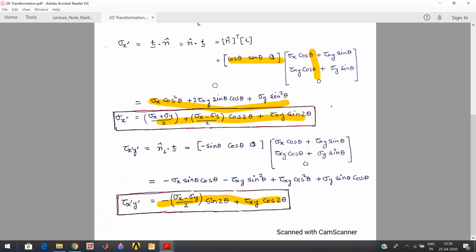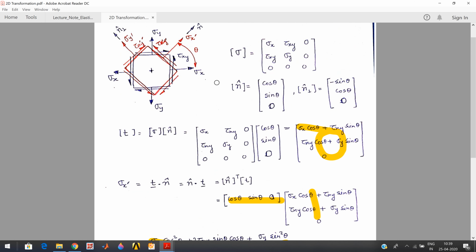So you can do it on your own. And another thing you can do, if you want to find the expression of the principal stresses, you know that these are the eigenvalues of this equation. So you just find the eigenvalues of this sigma matrix: sigma x minus lambda, tau xy, 0; tau xy, sigma y minus lambda, 0; and 0, 0, minus lambda.